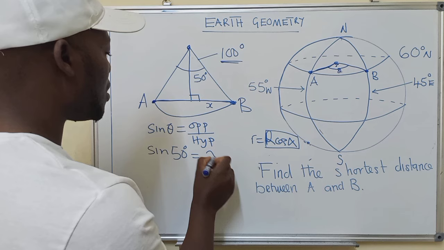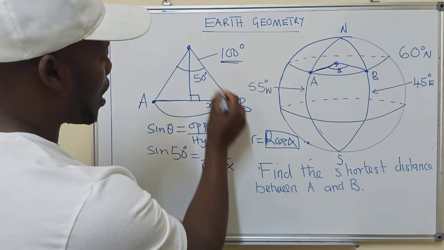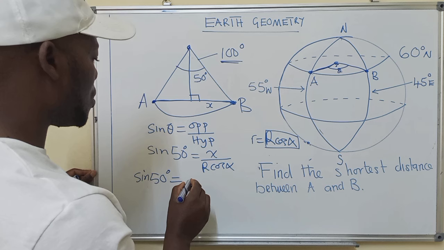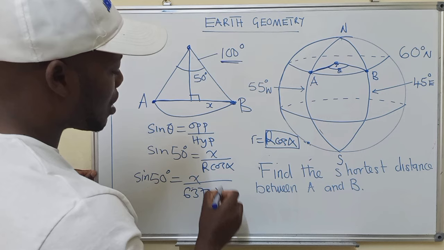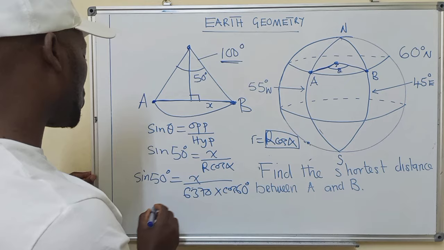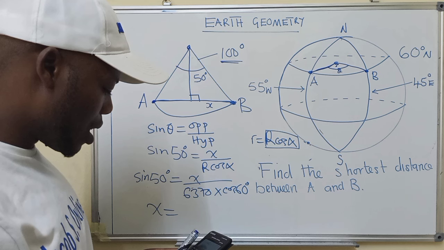The opposite we don't know, it's x, and that's what we are looking for. The hypotenuse is R cos alpha, the radius. So sine 50 is equal to x over the radius, which is 6,370, the radius you are given, times cos 60 degrees. You cross multiply, so x will be equal to sine 50 times 6,370 times cos 60. Let's see the answer that we're getting.